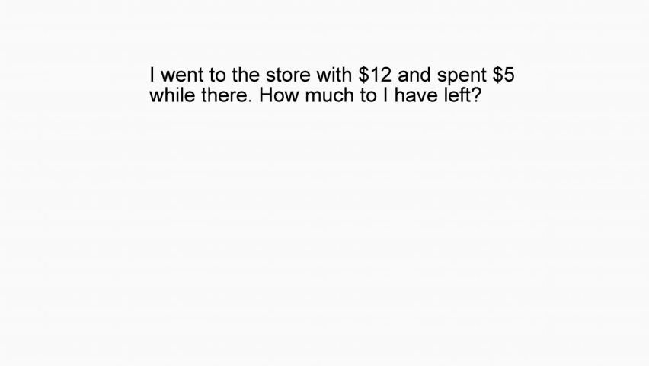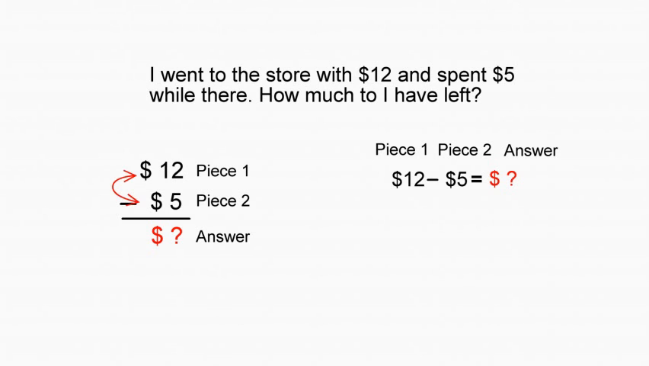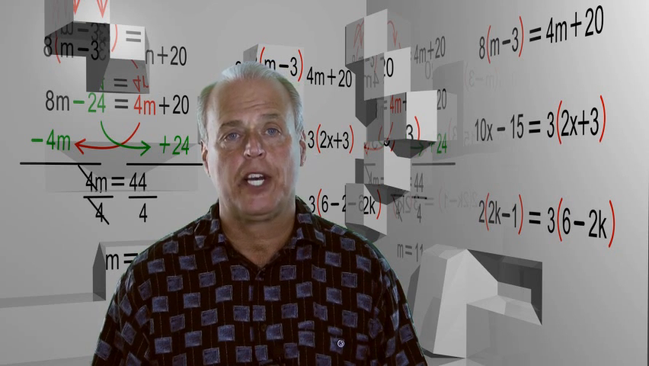I went to the store with $12 and spent $5 while there. How much money do I have left? This is a straightforward subtraction problem. We're given two pieces of a problem, then asked to do a simple arithmetic operation to get an answer. And you can also write the simple subtraction problem horizontally like this. These are the two pieces, the arithmetic operation of subtraction, and the answer. In order to find the answer, I have to mentally perform subtraction. $12 minus $5 to get the answer, $7. That was an easy, straightforward subtraction problem.